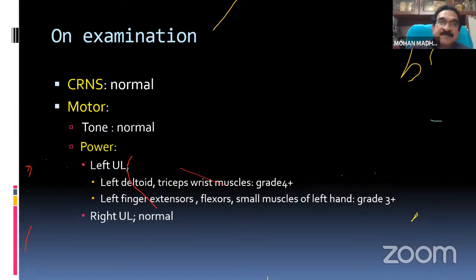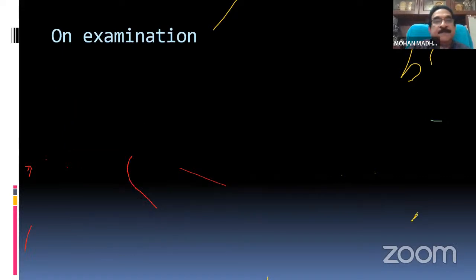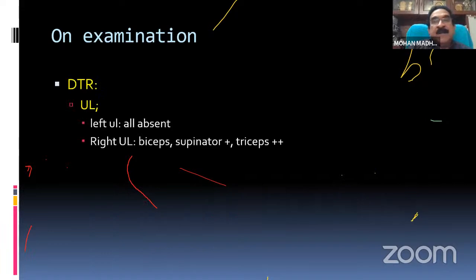So when you want to check the muscle power in a person with impaired posterior column, ask him to look at the hand or look at the foot before you check the power. Otherwise, you get apparent weakness. Right upper limb is normal, lower limb grade 5, both lower limbs. Upper limb, left upper limb all absent.